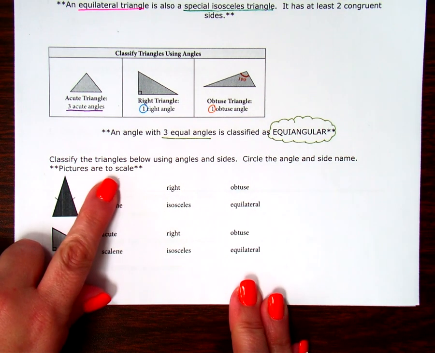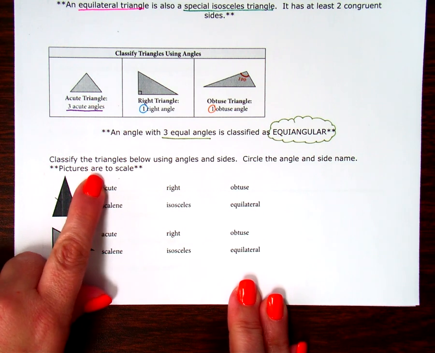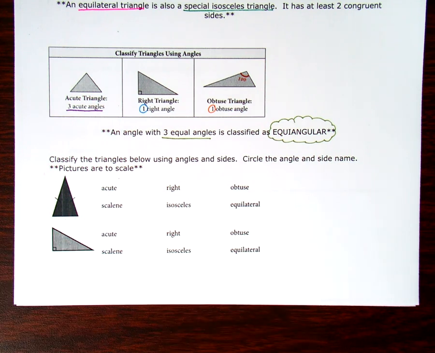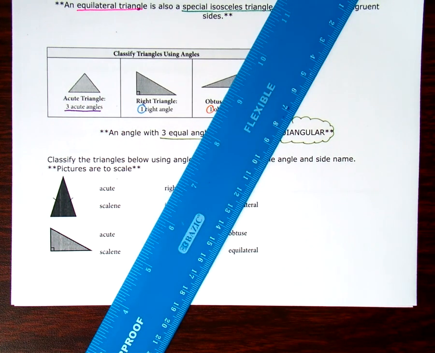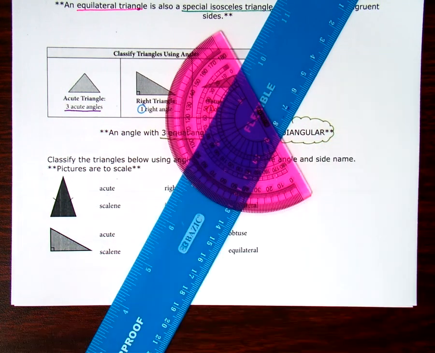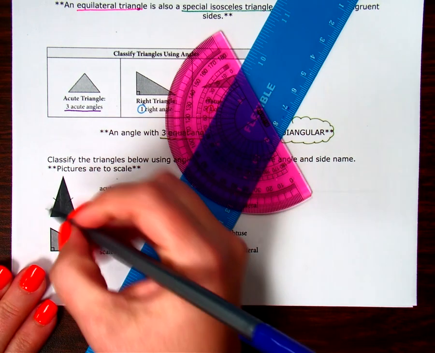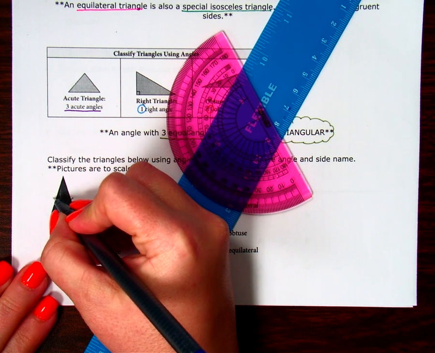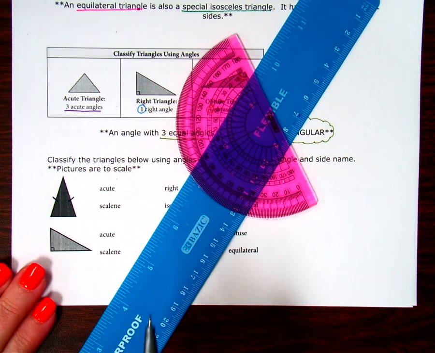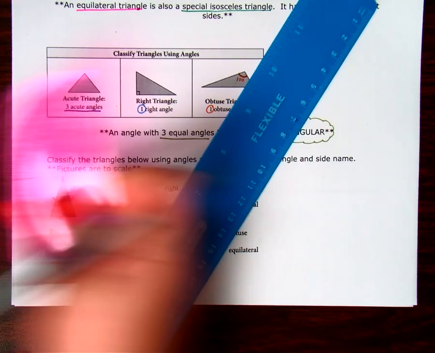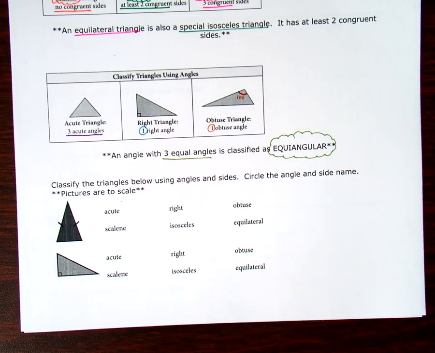Pictures are to scale. So I do know I could get out a ruler and a protractor so that I can test these angles and sides. Okay? However, this first one, I can see the tick marks. So I've got a tick mark here and I've got a tick mark here. So I know I have at least two congruent sides. So I know it's at least isosceles.